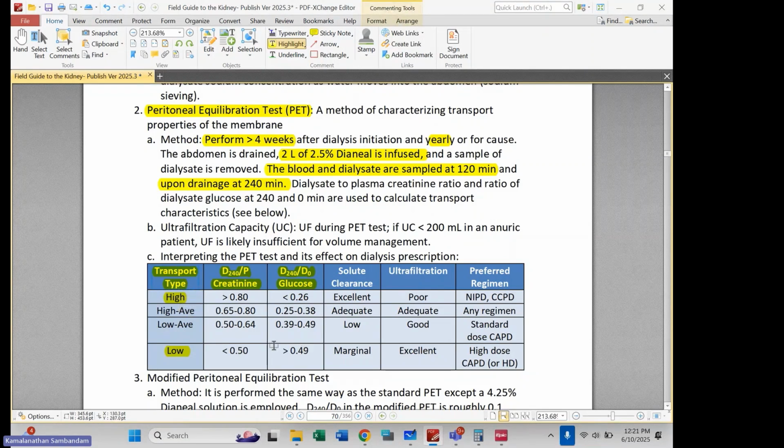If there's about a 50% reduction, only about a 50% reduction, then you would describe that individual as a low transporter, okay?